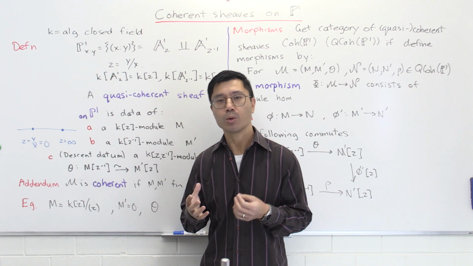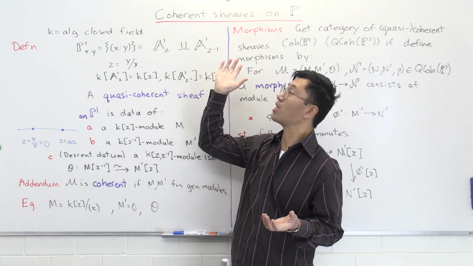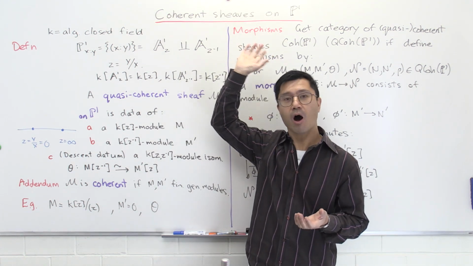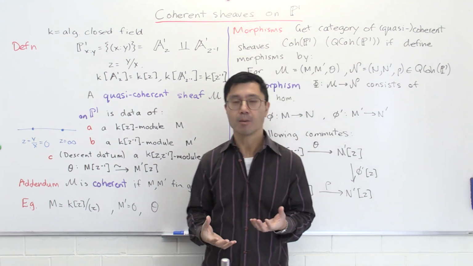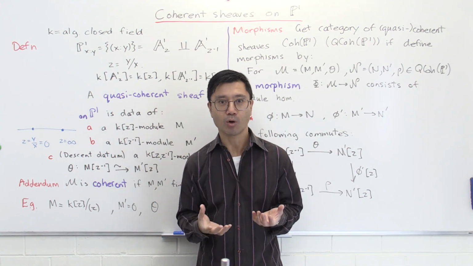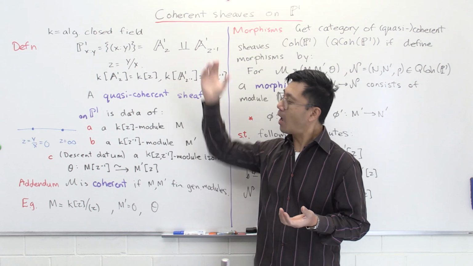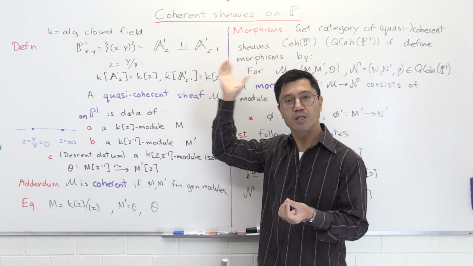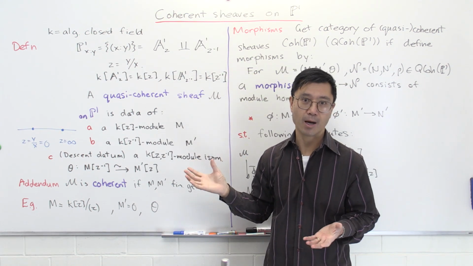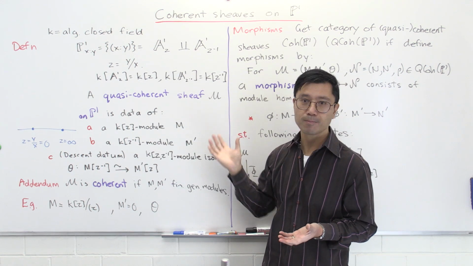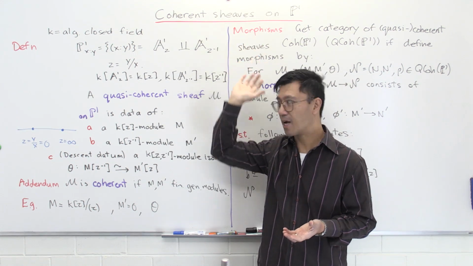In this video, I want to introduce the notion of a coherent sheaf in the very special case of P1. P1 being the simplest non-affine example of a variety. And this actually shows lots of interesting features already about coherent sheaves in the projective setting, and so it's a very, very good place to start.